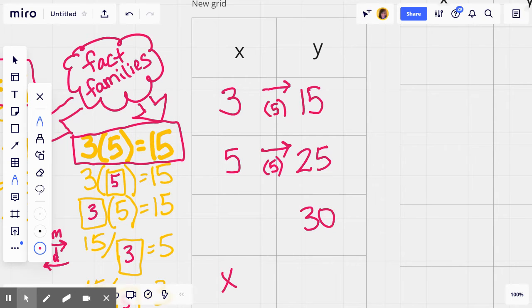So now we have to make sure that we can go the other direction as well, because now we have a y and we need to find the x. Now remember what I said. If you end up with the y and you need to find the x, do the opposite of what you've been doing. So what have we been doing? We've been multiplying by 5. So the opposite of multiply by 5 is divide by 5. So going the other direction, we're going to divide by 5. So 30 divided by 5 is 6.